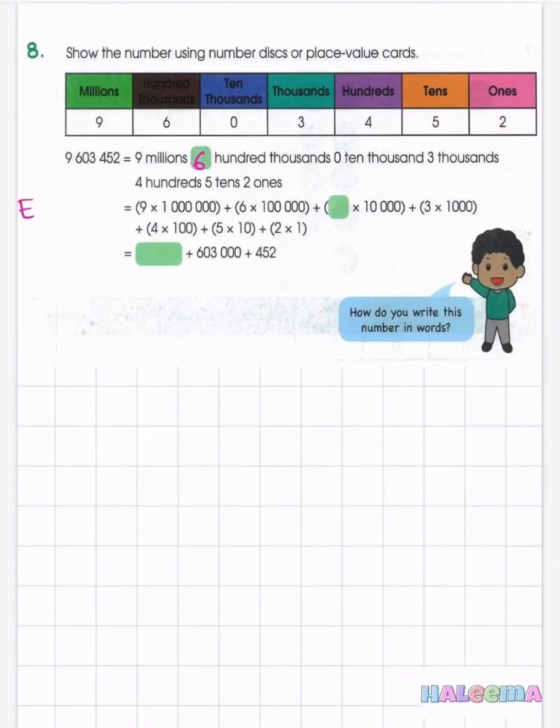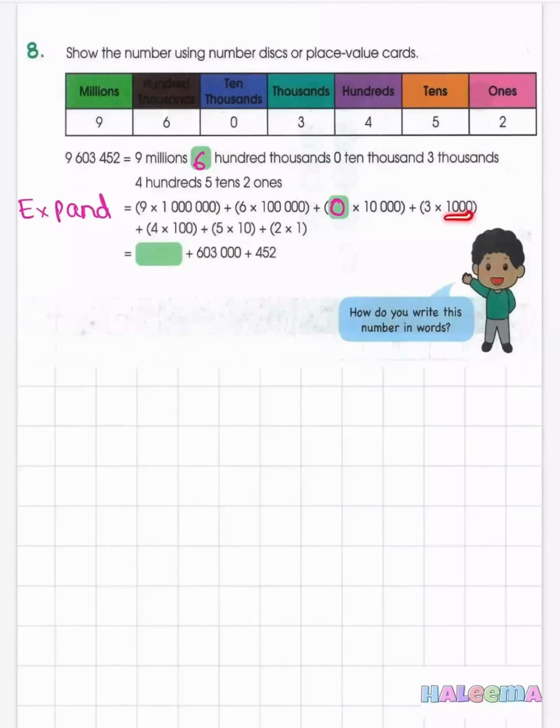Next step, you know, it's simple to expand, right? They've written 9 millions as this, 600,000s as this. What is in the place of 10,000? Can you tell me? Yes, it is 0, absolutely.